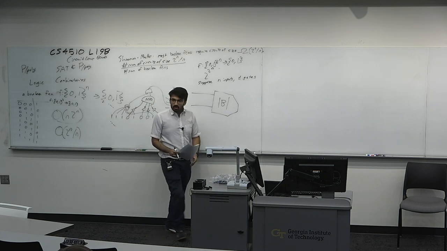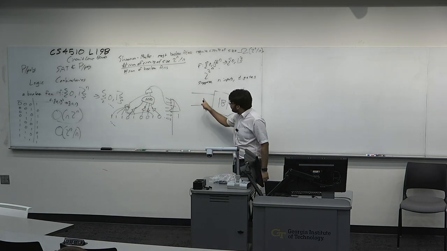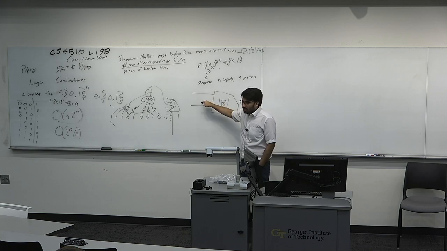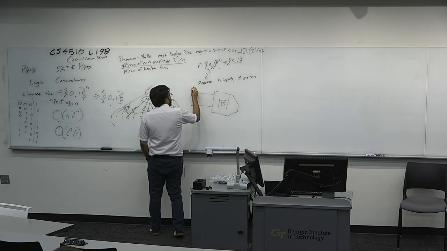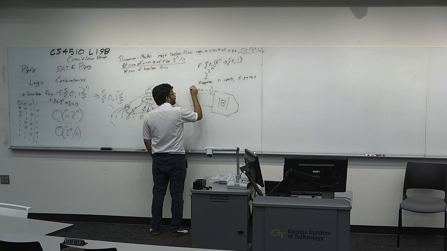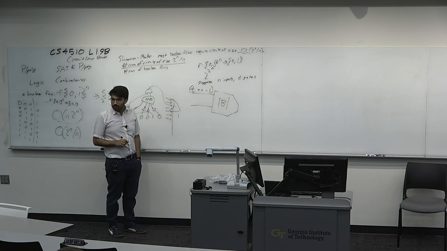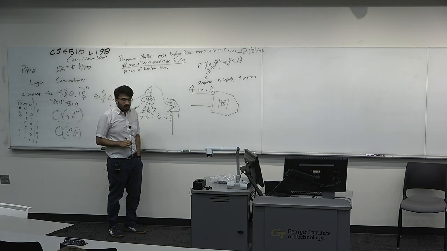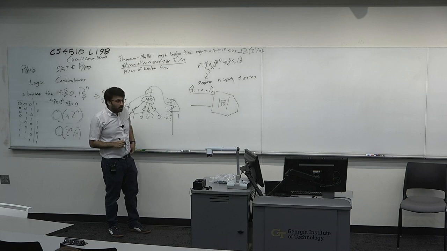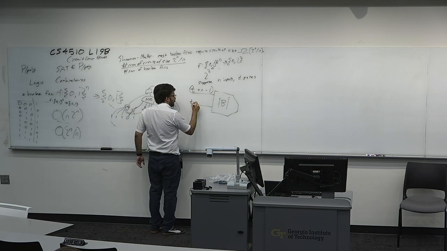How many choices are there for a wire? How many possible other gates can you choose from? You can either choose a gate, or you can choose an input, but you can't choose yourself. So it's either gates or inputs, but not yourself. Do we agree with that one? That's the number of choices you have for this first wire. Well, same thing for the bottom, right?